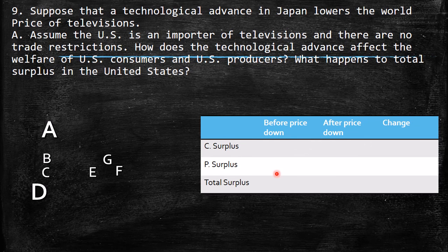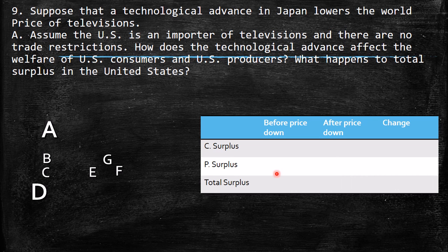Suppose that a technological advance in Japan lowers the world price of televisions. So as you remember from previous chapters, this is a shift to the supply curve in the world trade. Imagine that Japan is a big country. So what does it mean? Basically, the big country has the possibility to change the world prices. So in this sense, you will see how the supply curve will be shifted to the right, and the price will be lower.